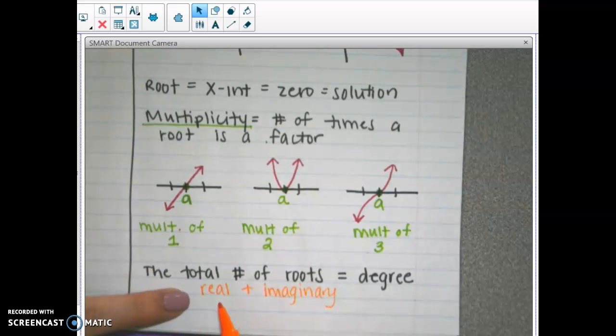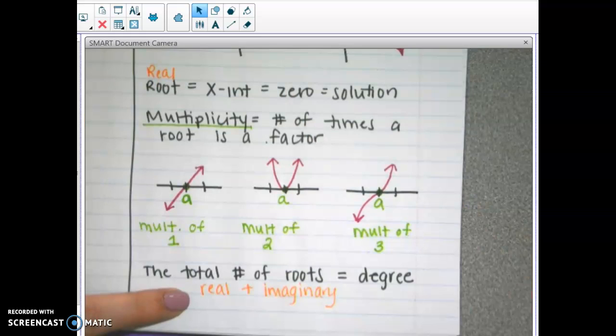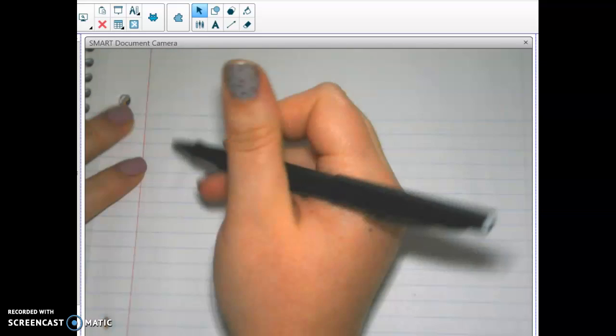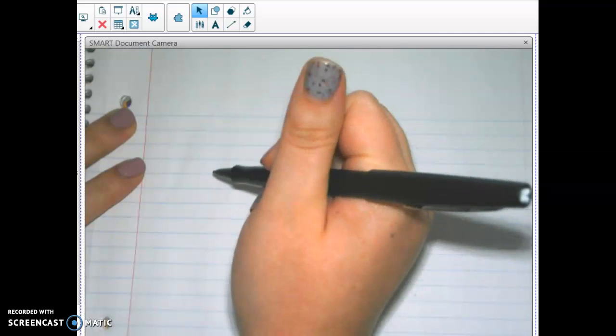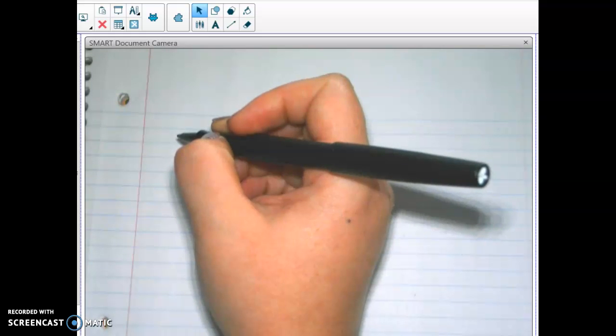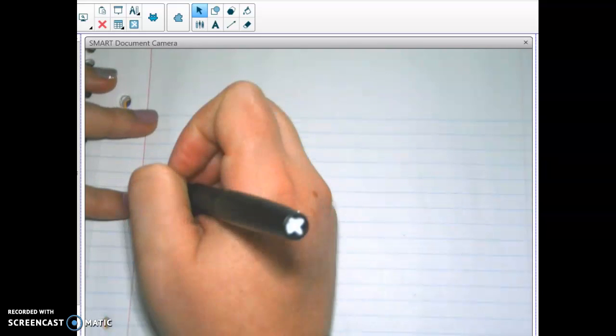Real roots are your x-intercepts. And so if it's not adding up, then that means you have imaginary solutions. So I'm just going to draw a graph. And it's a little bit different. If I give you an equation, you should be able to tell from the highest exponent how many roots you're supposed to be looking for. But I'm just going to give you a graph.